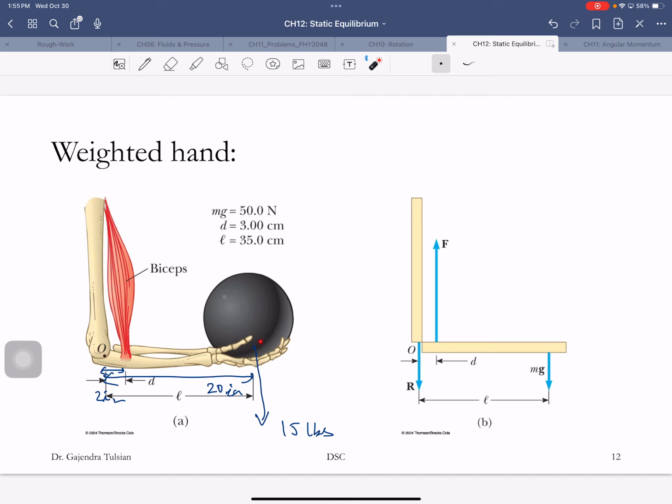This mass times 20 inches, that's the moment arm. That's a clockwise torque. And the tension in the muscle, that's a counterclockwise torque. That's 2 inches. So tension times 2 inches minus the clockwise torques, which are 15 pounds times 20 inches.